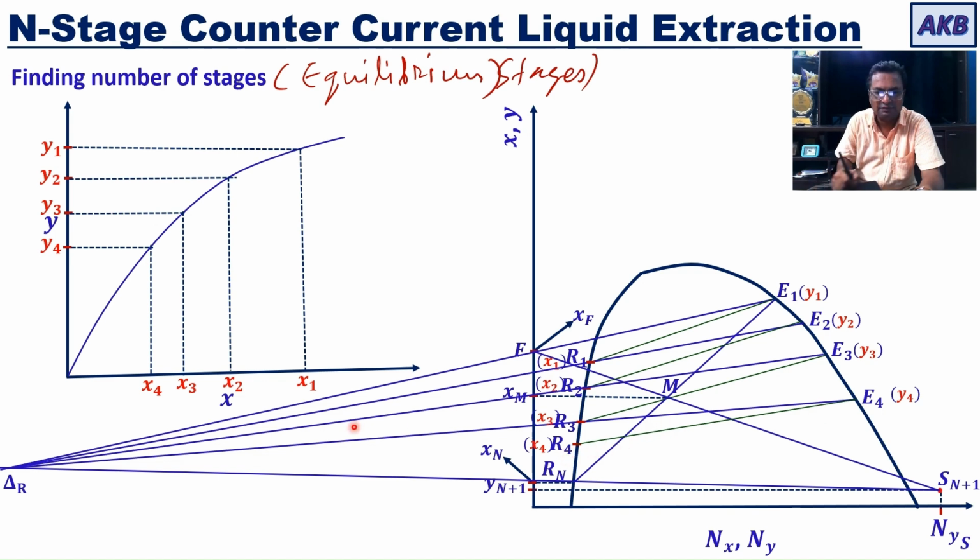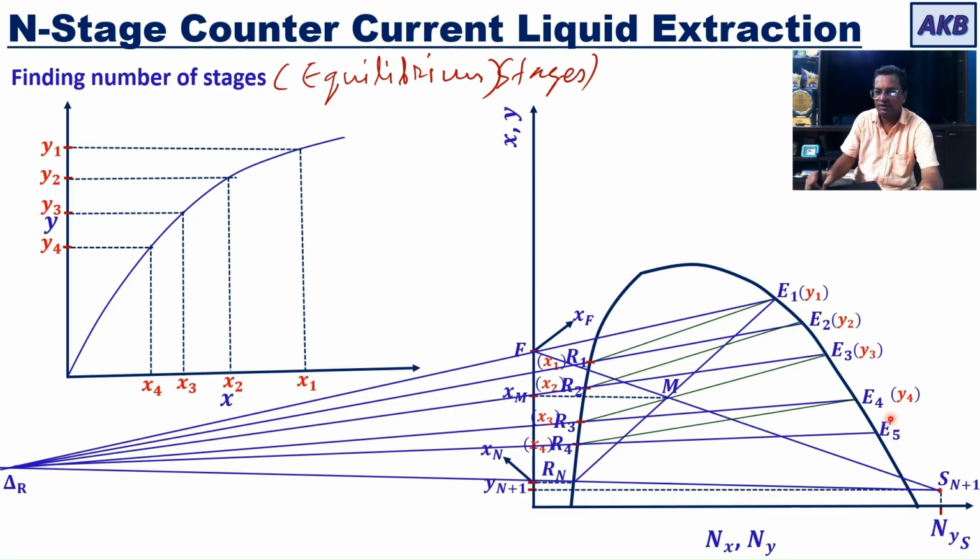Next is, I will have to draw a line from delta R, allow it to pass through R4, and then get E5 on the B reach part of the curve. So I draw a line from delta R, allow it to pass through R4, then the point where it intersects the B reach part of the curve, that point I will call E5.